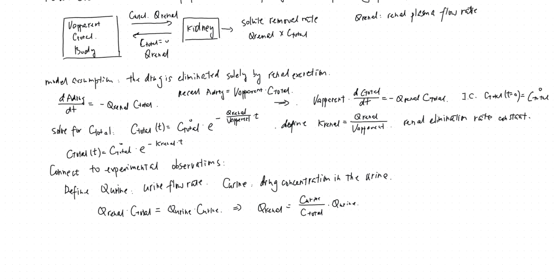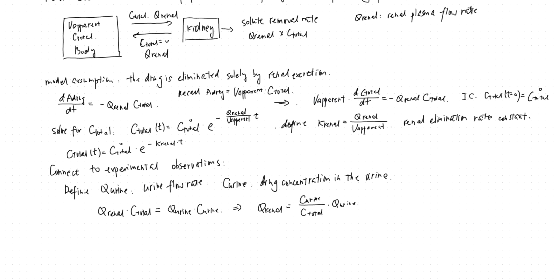Why do we do that? Because Q renal is the rate of plasma going through the kidney. It's not something you can measure easily, although you can always estimate, and now people have very good estimation. But clinically, if you ask a nurse what's the rate of plasma going through the kidney, it's not something the nurse can just measure. But the nurse can measure the drug concentration in the urine, such as C urine, and take a blood sample to get C total.